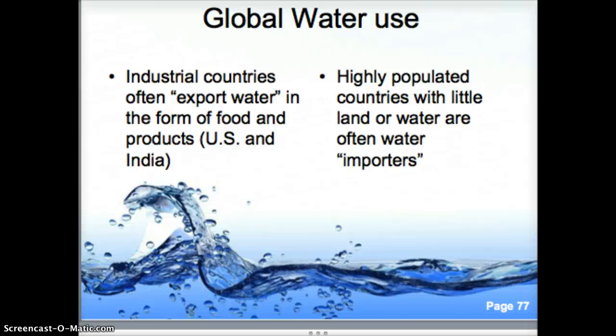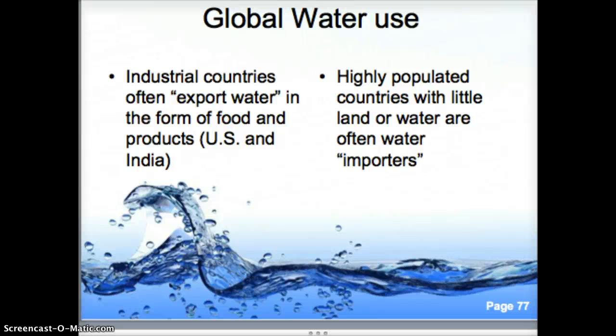So why do countries use the amount of water that they do? One reason is that industrial countries are often said to export water. They're industrial, so they make a lot of food, they make a lot of products, and when they make a lot of products and then export those products, the water that was used to make those products is also considered part of the, they call it virtual water, that is carried along with that product.